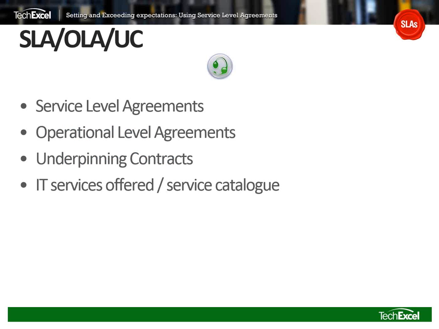So SLAs, OLAs, and underpinning contracts: the SLA is for customers of your IT services. The OLAs, the operational level agreements, and the underpinning contract are really your guarantee with your suppliers. And the important bit here is also that you need to report on the services offered and fix unacceptable levels of service. And we'll look a little bit at that on the KPI side, where you what you should measure and so on.